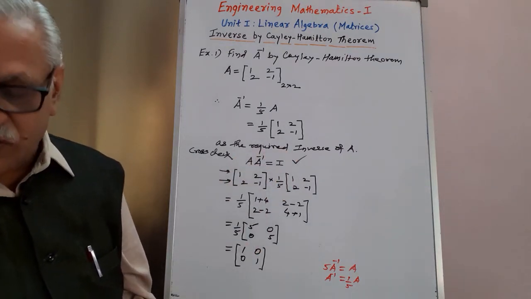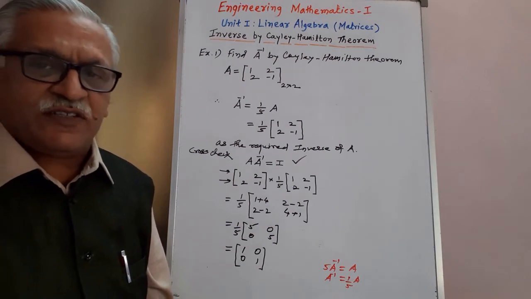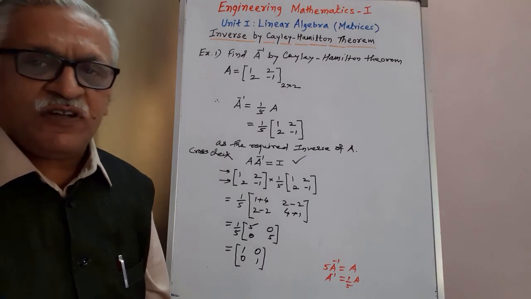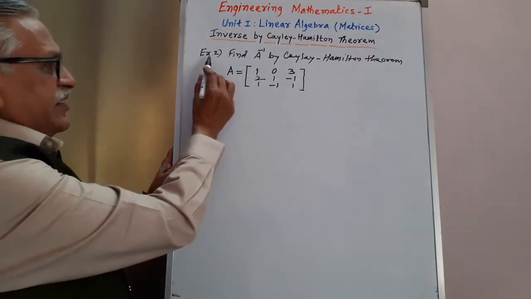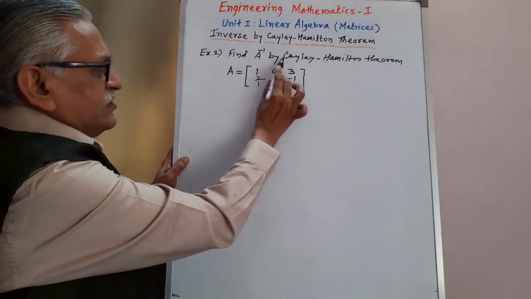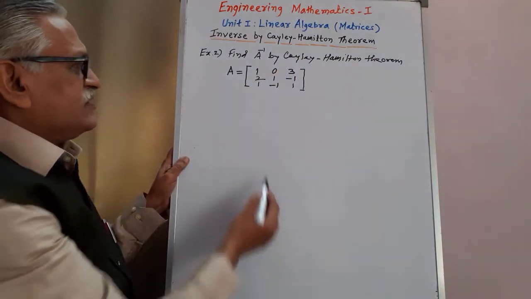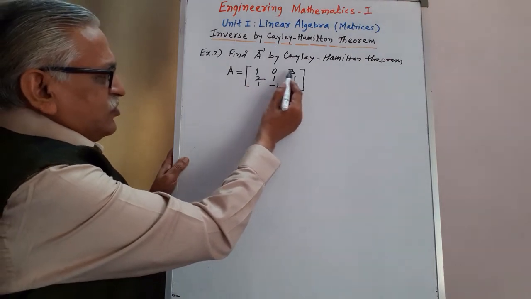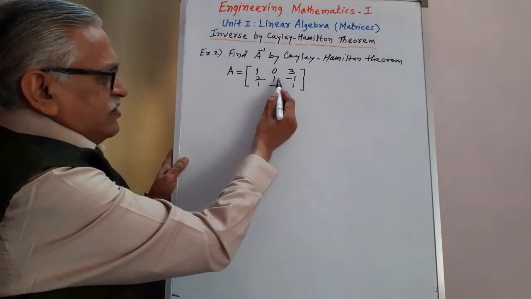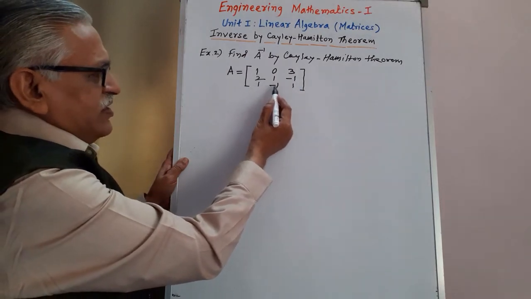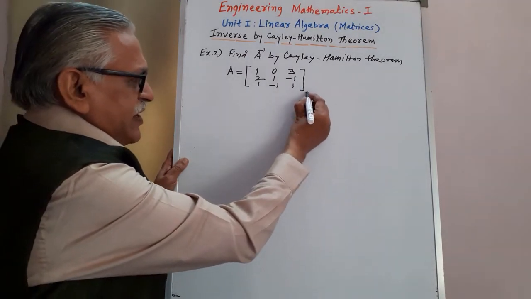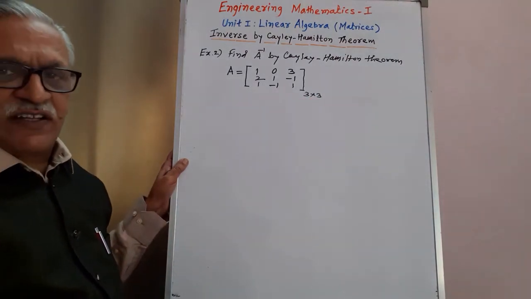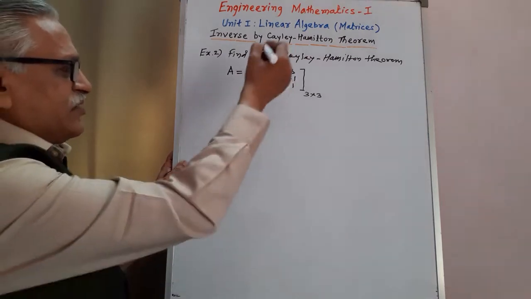Therefore always try to perform such a cross check wherever it is possible, to confirm your answer, means to confirm your marks. Second example, find A inverse by Cayley-Hamilton theorem for the matrix A whose elements are 1, 0, 3 in the first row, second row 2, 1, minus 1, third row 1, minus 1, 1. The order of this matrix is 3 by 3, a square matrix, and only for a square matrix can we apply the Cayley-Hamilton theorem.